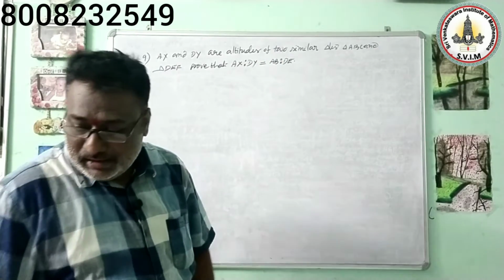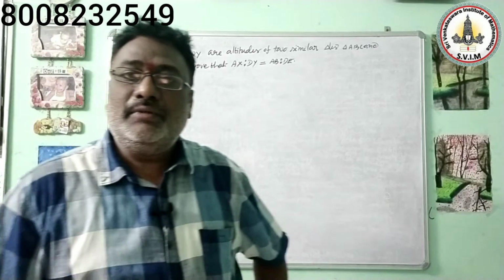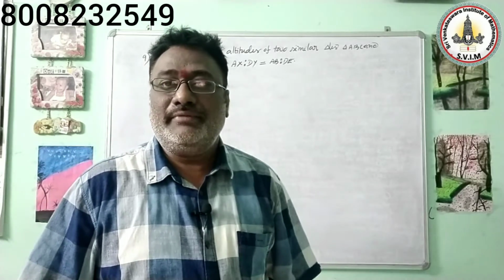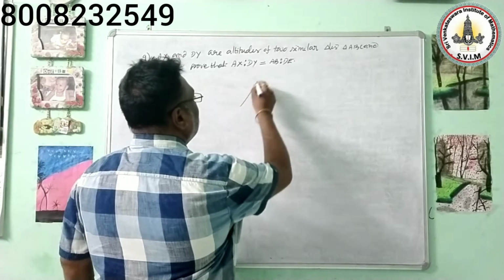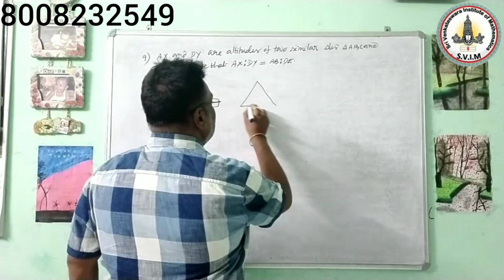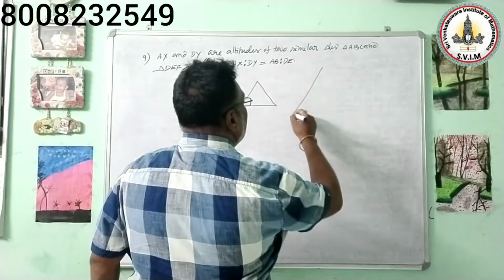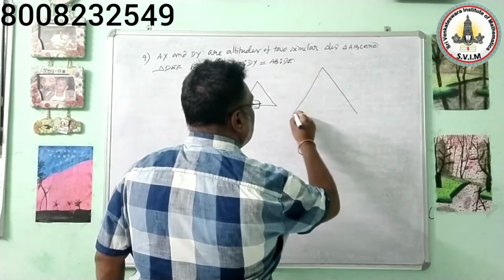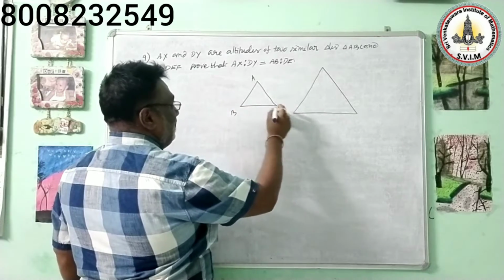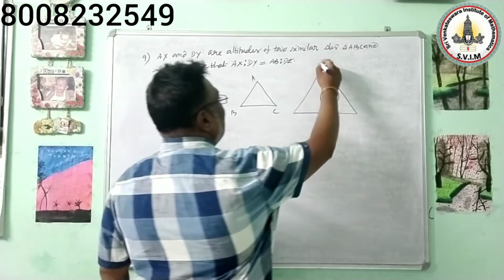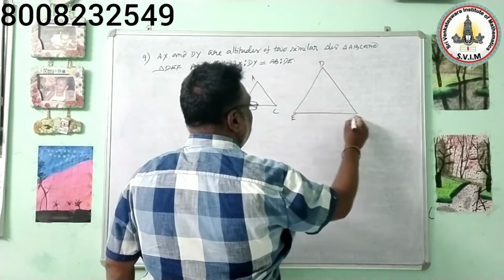So here the figure also hasn't been given in the problem. You yourself need to draw the figure. Now listen to me. ABC triangle. This is triangle ABC, and one more triangle which is similar to that, you also need to draw. The name of this triangle is ABC, and the name of that triangle is DEF.